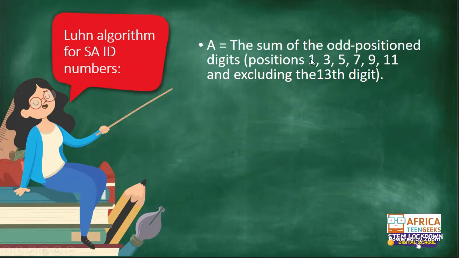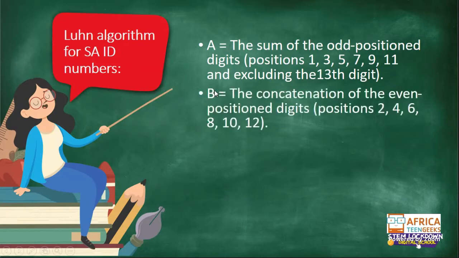A is take the odd positions from 1 to almost at the end, not the final one. And what am I doing with them? I'm adding them together. Okay, so that's A. Then B. Now let's look at the even numbers. They say the concatenation of the even position digits, positions 2, 4, 6, 8, 10, and 12.